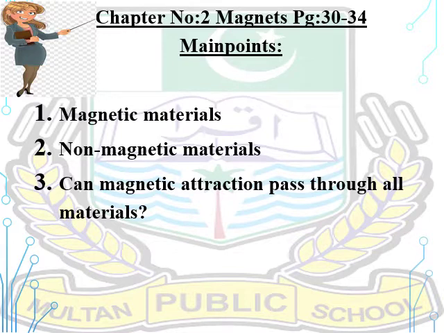Chapter number 2, Magnets. Open your books to page number 30. Our main points for discussion are: number 1, magnetic materials; number 2, non-magnetic materials; number 3, can magnetic attraction pass through all materials?